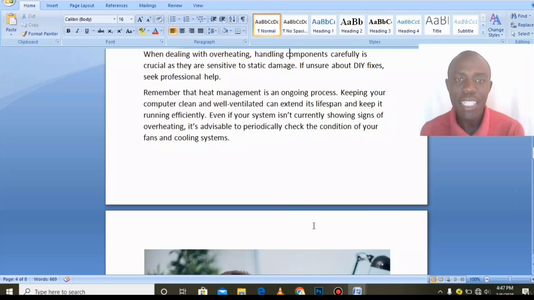Remember that heat management is an ongoing process. Keeping your computer clean and well ventilated can extend its lifespan and keep it running effectively, even if your system is not currently showing signs of overheating. It's advisable to periodically check the condition of your fans and cooling systems. So let's continue.